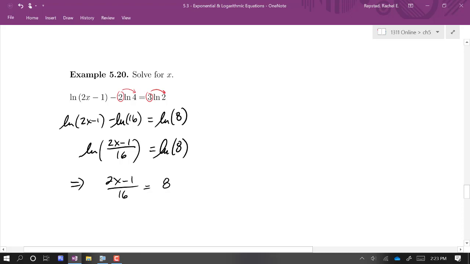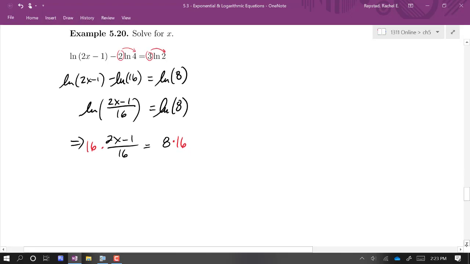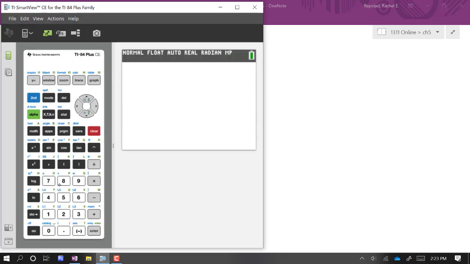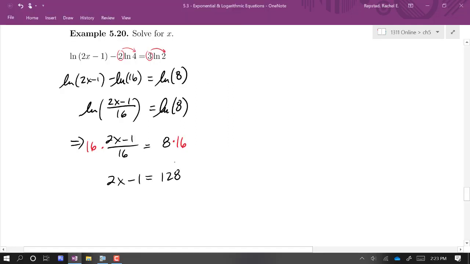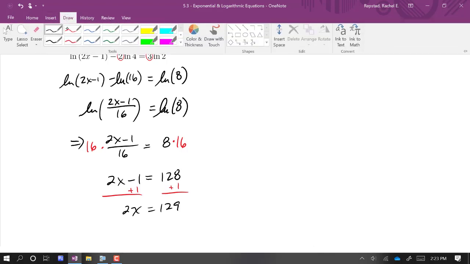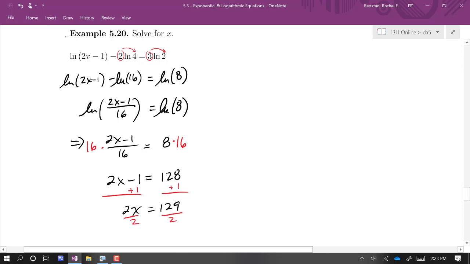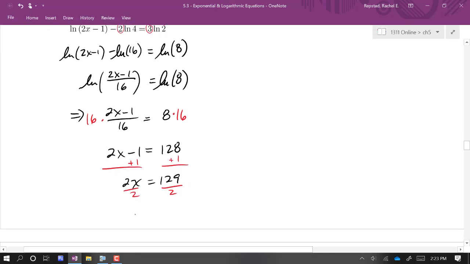And now that's a pretty simple equation. We'll just multiply both sides by 16. So 2x minus 1 is equal to 8 times 16, which is 128. We'll add 1 to both sides, and then divide by 2. So x is 129 over 2.